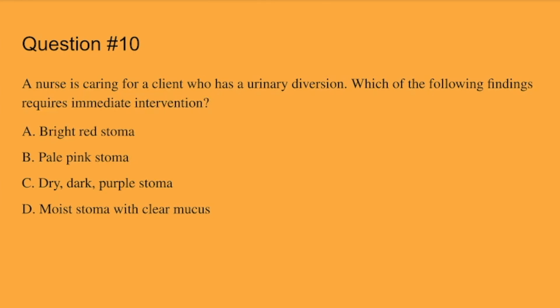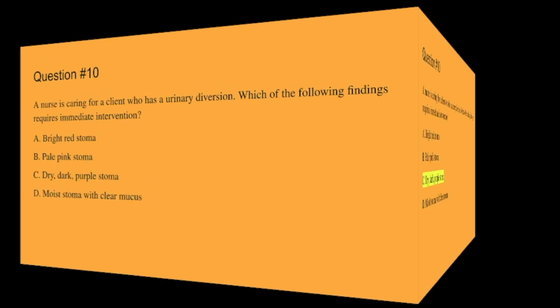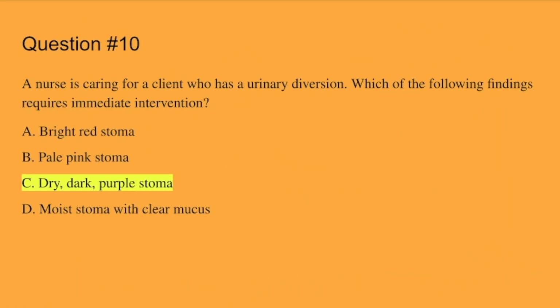Question 10. A nurse is caring for a client who has a urinary diversion. Which of the following findings require immediate intervention? The correct answer here is C, dry, dark purple stoma. That's a sign of poor circulation or necrosis. But let's look at the other answer choices.